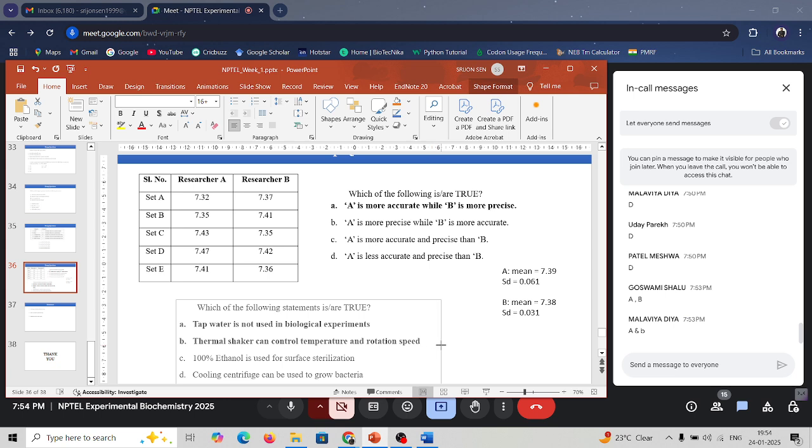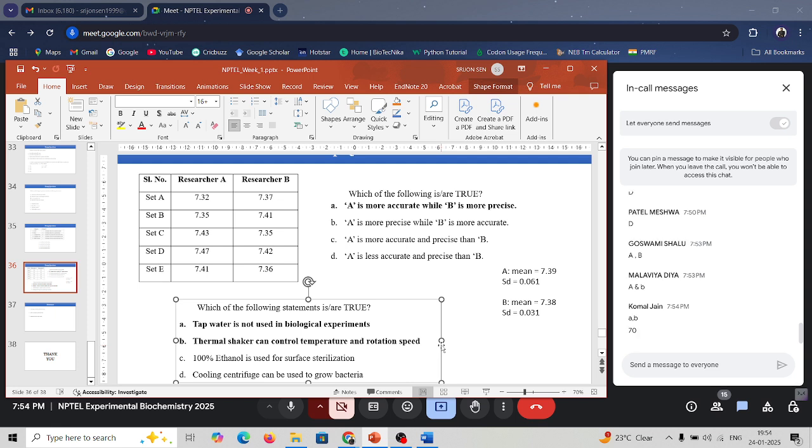Can you tell me what is the percentage of ethanol that we use for surface sterilization? Fantastic. 70. Great. Good.